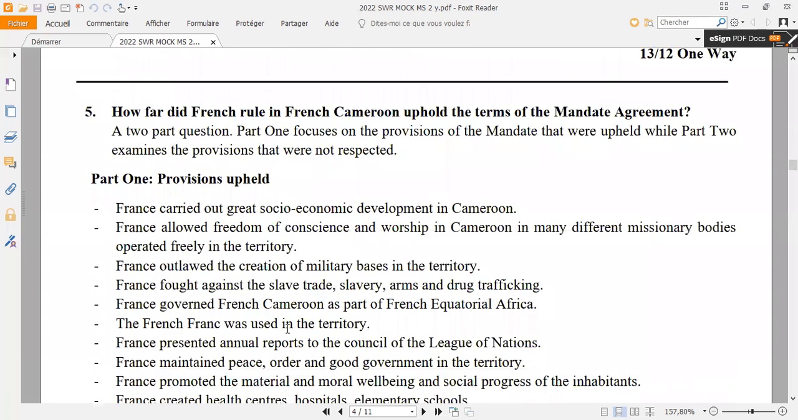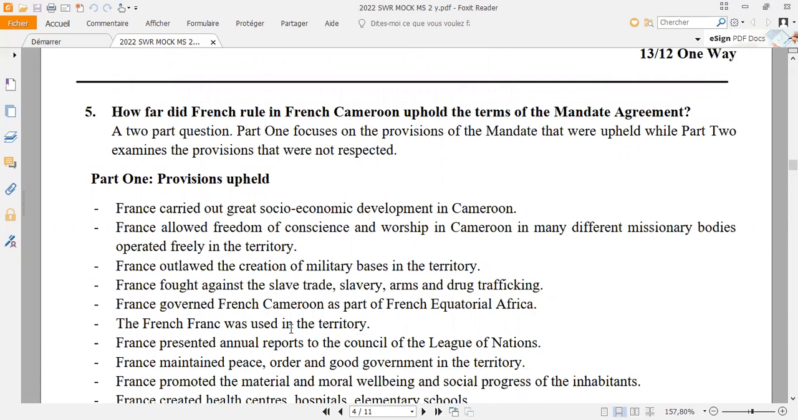The next question, question 5, right, falls under section B of Cameroon history. How far did French rule in French Cameroon uphold the terms of the mandate agreement? Dear candidate, whenever you see the words "how far", just note that that question is a two-sided question. Now, the question is simple.